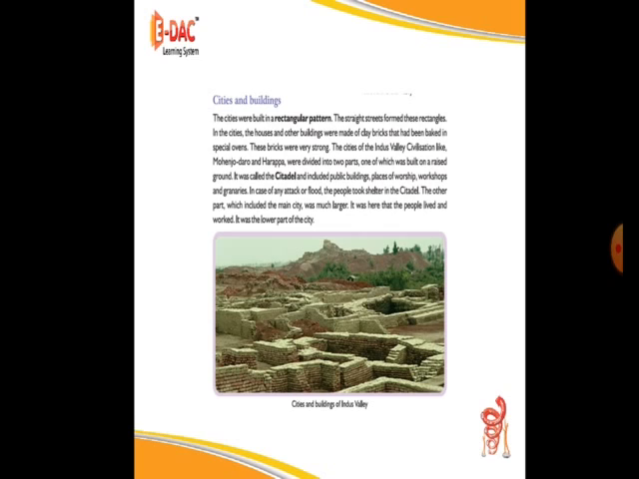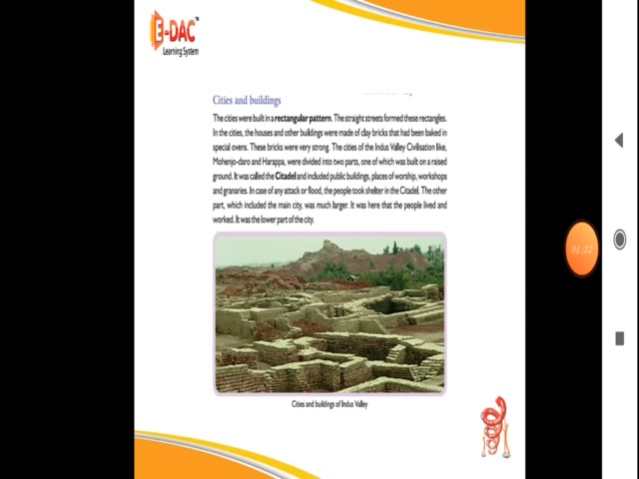The cities of the Indus Valley civilization like Mohenjo-daro and Harappa were divided into two parts, one of which was built on raised ground. It was called the citadel. The citadel had places for worship, workshops and granaries. In case of any attack or floods, the people used to take shelter in the citadel.